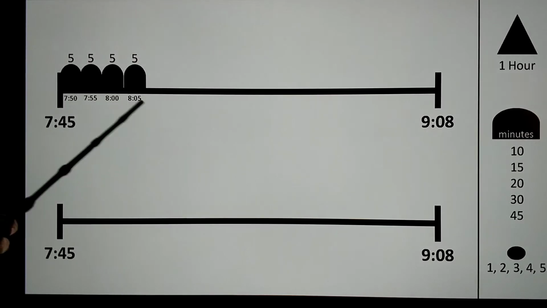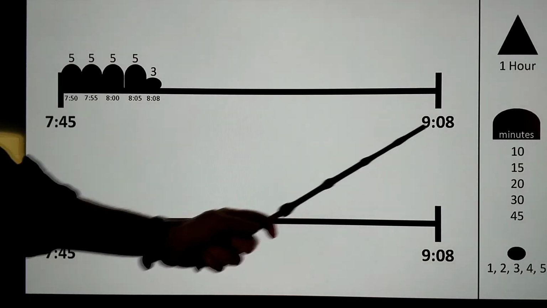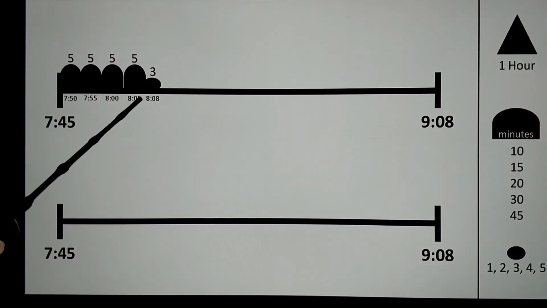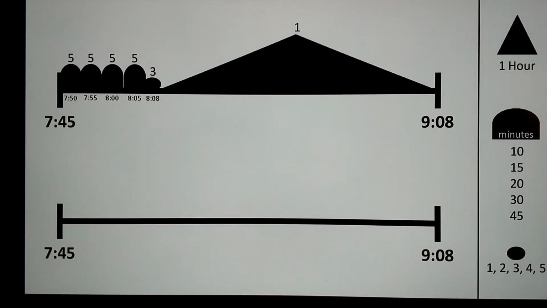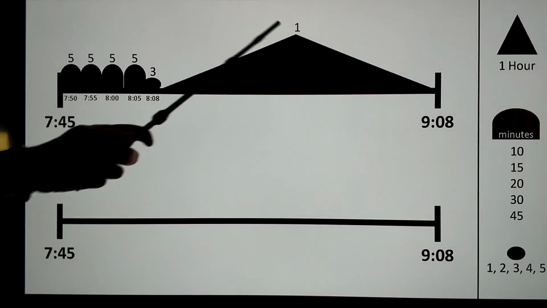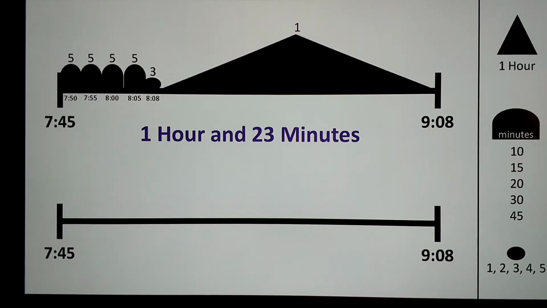Remember, we want to match up our minutes to our end time. 5, 6, 7, 8. If I add 3, I get to 8. Now my minutes line up, so I'm going to do my hours. I'm at 8. I need to get to 9. I only need 1 hour. Now I add up all my minutes on the top with my hour, and I get 5, 10, 15, 20, 21, 22, 23 minutes and 1 hour.